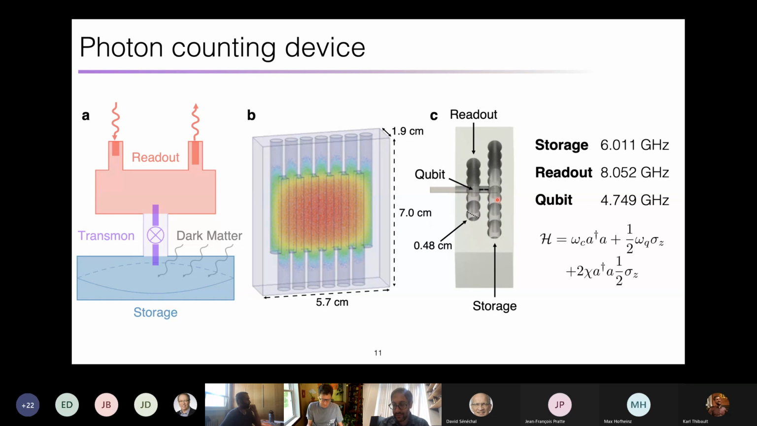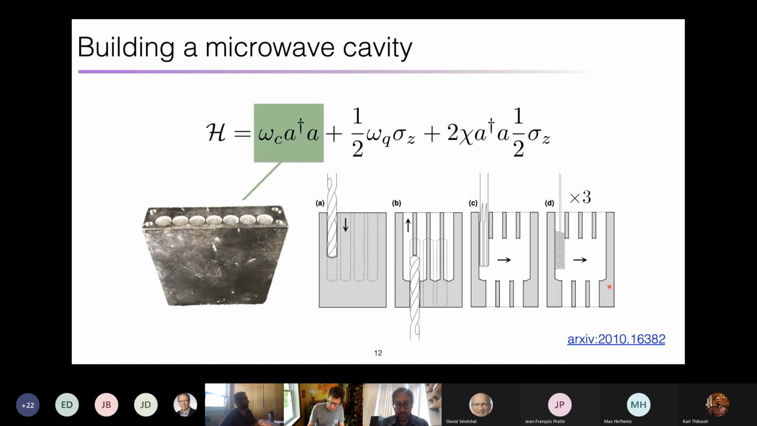Okay, so the Hamiltonian for this system is basically what you get. I'll explain it term by term and what the elements are. There's basically a harmonic oscillator, which is our storage cavity. There's a qubit, and then there's a coupling between them, which I'll explain in a moment. So first, let's talk about the cavity and this funny geometry.